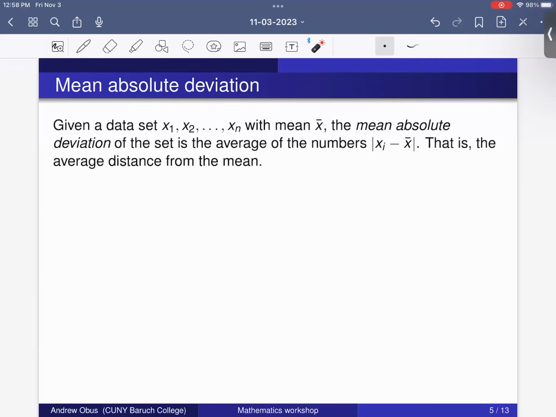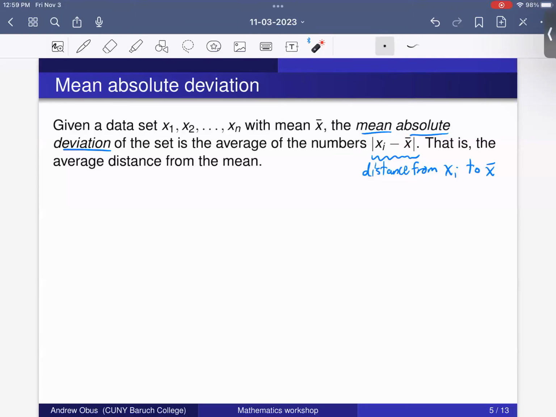So what is the mean absolute deviation? By definition, it's the average of the numbers |xi minus x bar|. So for each data entry, you look at its distance from the mean, right? When you take the absolute value of a difference, this is the distance from xi to x bar. So it's the average distance from one measurement to the mean. Okay? And this is what's called the mean absolute deviation.